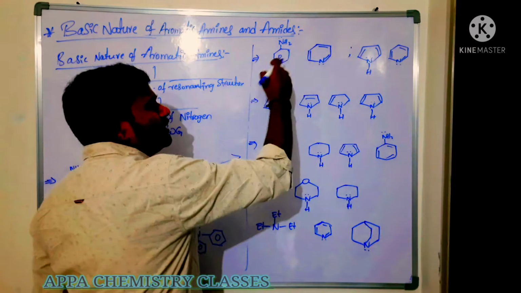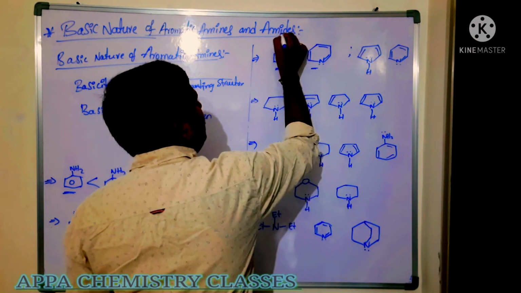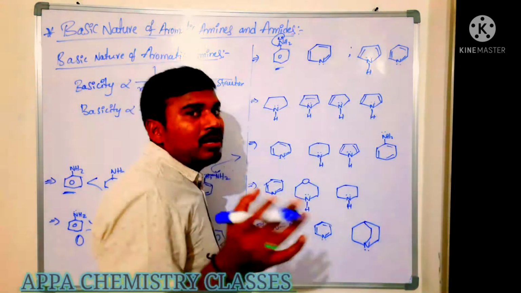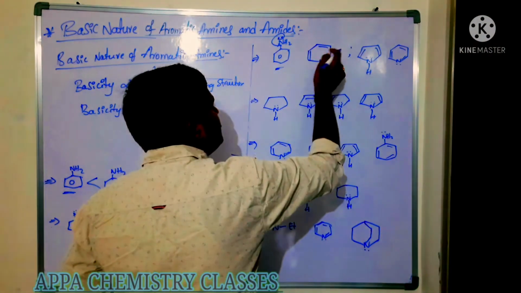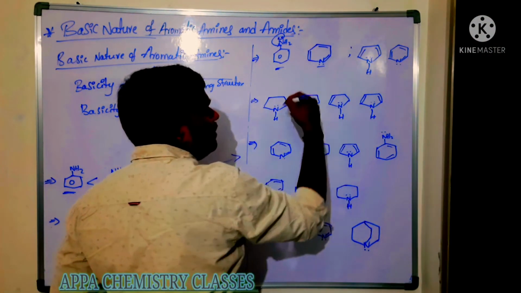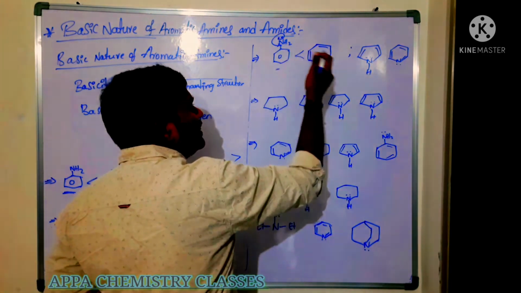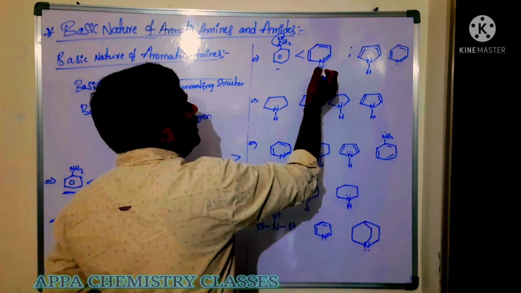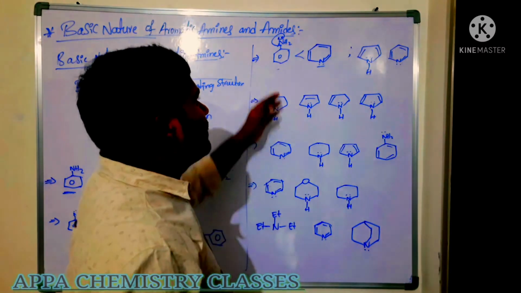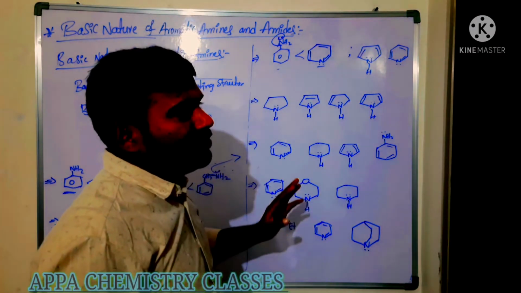You can compare these two here. Here the nitrogen containing the lone pair is involved in delocalization, whereas this nitrogen's lone pair is not involved in delocalization, because within the ring it already has aromaticity. These lone pairs of electrons are free, so free to donate. Even if it is involved in resonance, it has fewer resonating structures when compared to this one, which has more resonating structures. Resonating structures are inversely proportional to basicity.